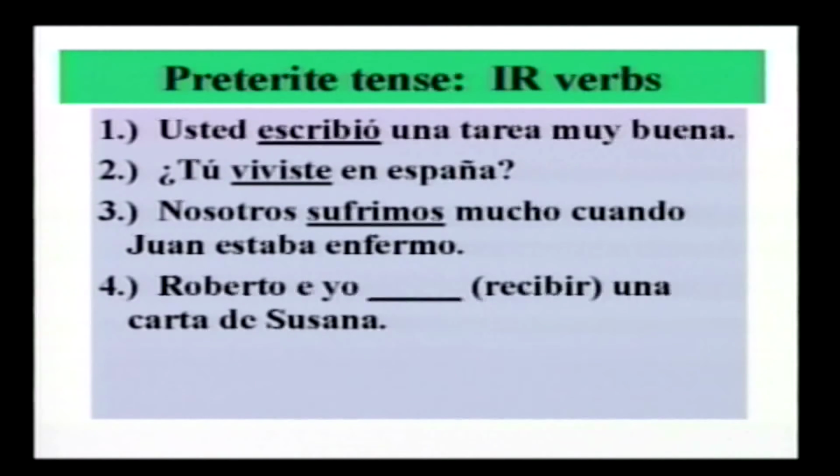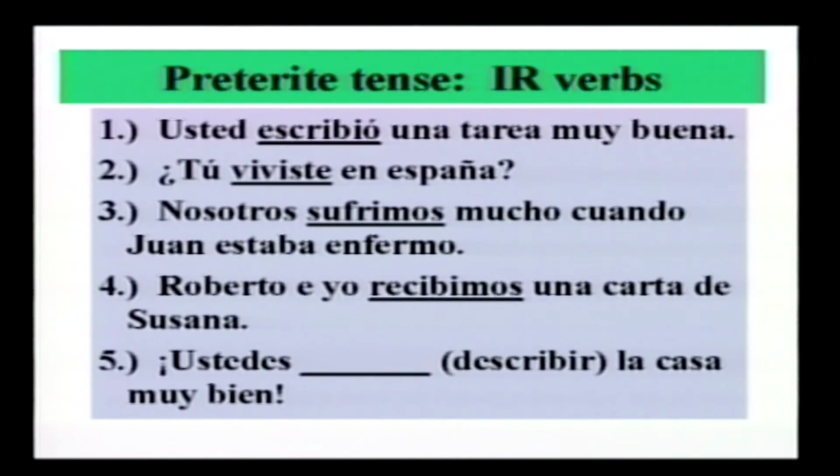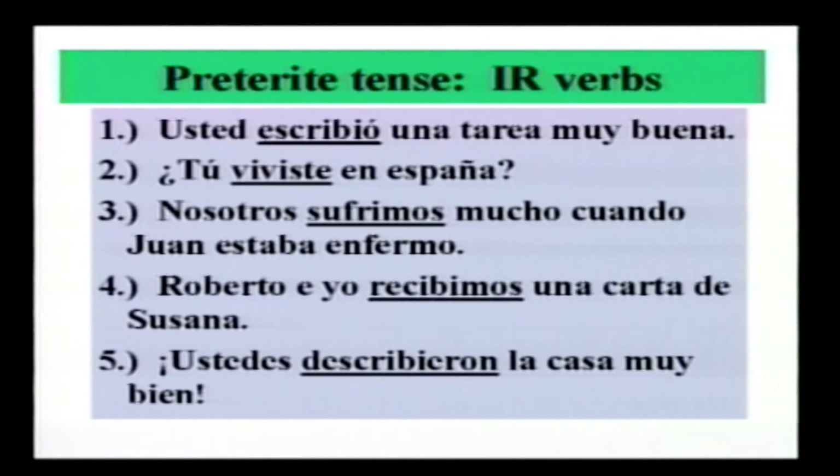What would I use? Are you included? Ajá. Recibimos. Correct. Número 5. Ustedes describir, to describe, la casa muy bien. Ustedes, third person plural. Describieron. Now, let's review the animals of the Amazon, which you'll find in the margin on page 82 of Dime Dos.